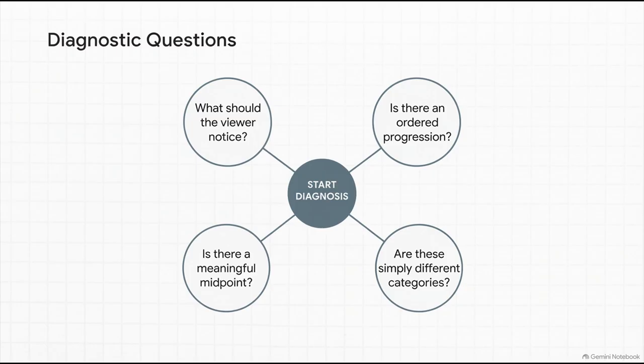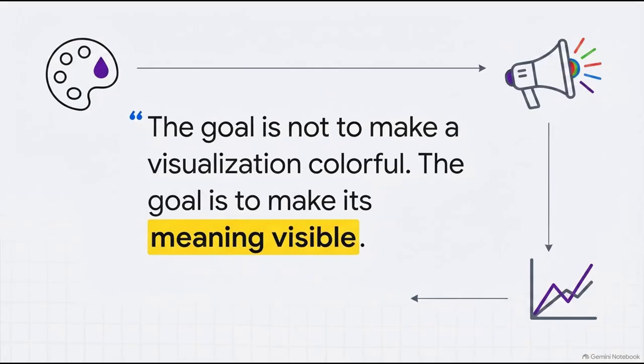And that brings us to our final thought for this explainer. The goal is not to make a visualization colorful. The goal is to make its meaning visible. If every drop of color isn't carrying information, strip it away. So take a look at the very last chart you designed. Is the color actually telling a story? Or is it just making noise?